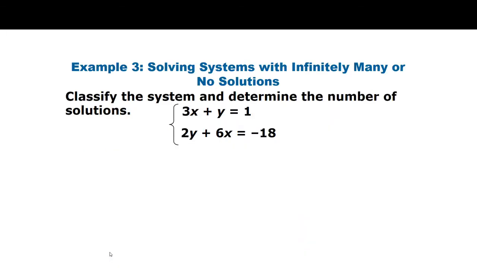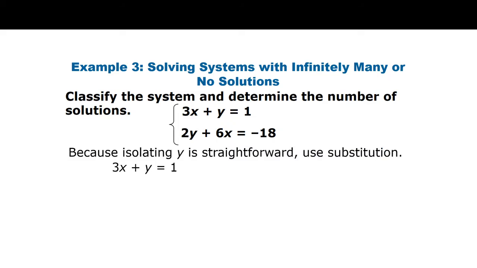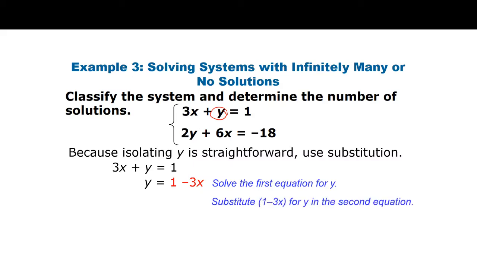Okay, so it says classify the system and determine the number of solutions. And I'm actually going to just zip through this pretty fast because I just want to get to the end. So when we go through and solve, because isolating y is pretty straightforward, we would use the substitution method because they already have y by itself. So all we have to do is isolate y, and y equals 1 minus 3x. Just subtract 3x from both sides.